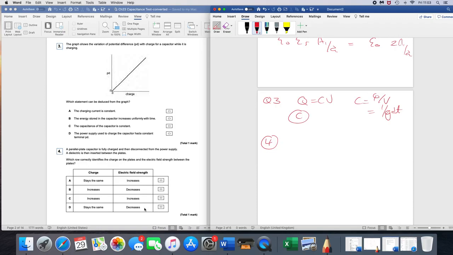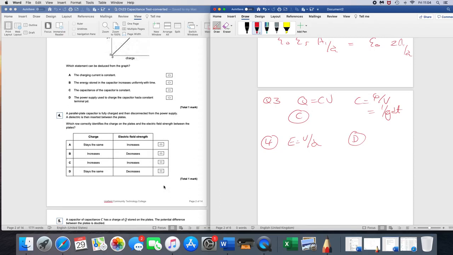Now, by putting your dielectric in there, either the distance between the plates is not going to change, or the distance between the plates is going to increase. And since your electric field is V over D, it either remains the same and you don't have that option, or the distance increases, so the field strength decreases, and the answer must be D. So there's a bit of deduction involved in that.